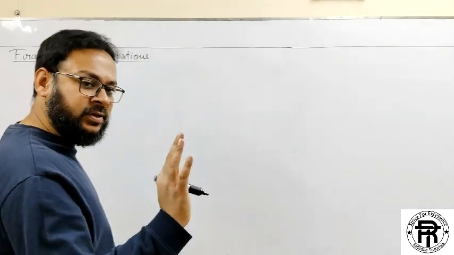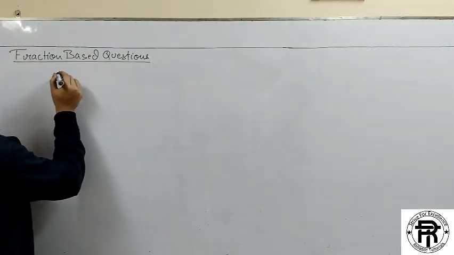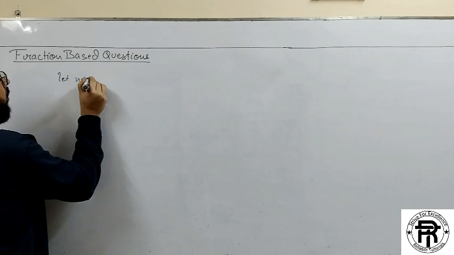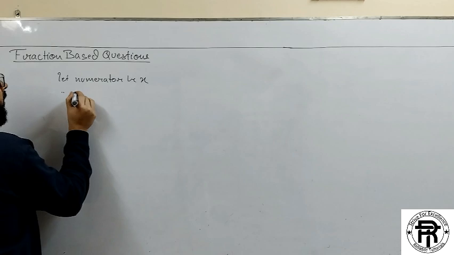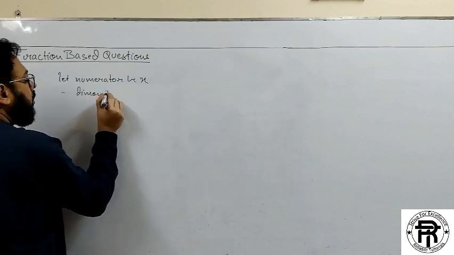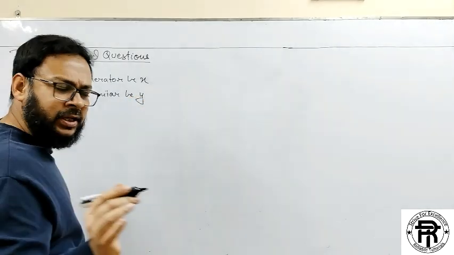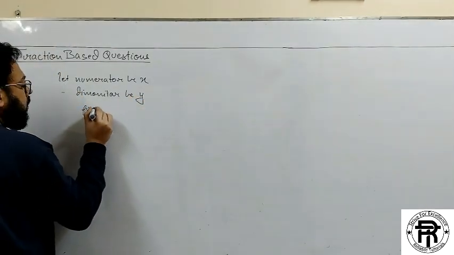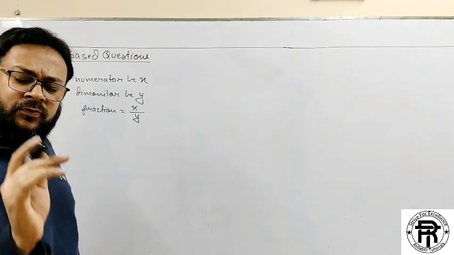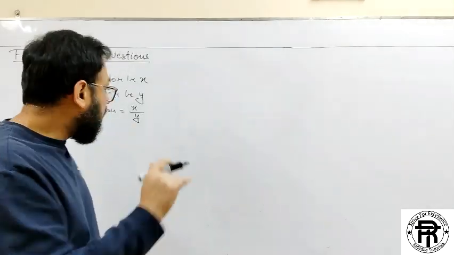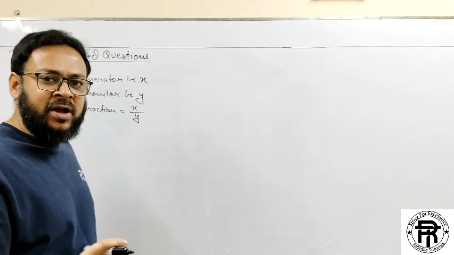अभी क्वेश्चन नहीं पढ़ा है, फर्स्टली कंसेप्ट समझते हैं. ओके, तो जब भी फ्रैक्शन बेस्ड क्वेश्चन आपको मिलेगा, देन फर्स्ट ऑफ ऑल व्हाट यू हैव टू डू कि let numerator be x, let denominator be y. हमेशा इतना लेना ही लेना है. And then fraction is equal to x upon y. This is what you have to write down before even reading the question. If the question is fraction based, इतना तो हर बार हमने करना ही करना है. Numerator x, denominator y, fraction x upon y.